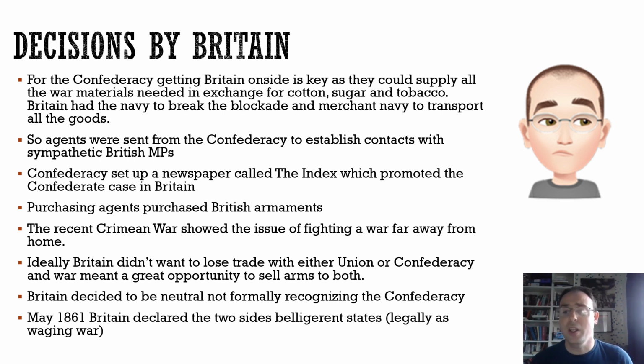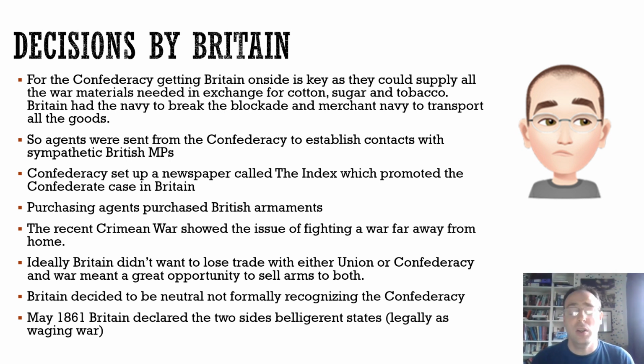Now, for the Confederacy, getting Britain on side was the absolute key, because they could trade with Britain. Britain had huge industrial production, was the workshop of the world at the time. So if the Confederacy could sell them cotton and sugar and tobacco, and in exchange could pick up all the war goods, all the military items that they needed, then that would suit the Confederacy. That would give them a better chance in fighting the war. And in terms of the navy, Britain had the strongest navy in the world at the time, so they could break the blockade. They also had the biggest merchant navy in the world, so they could transport all the goods. So whilst the Confederacy might not have the ships, Britain did.